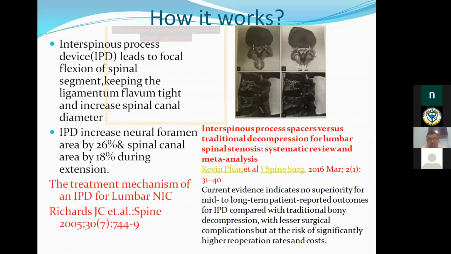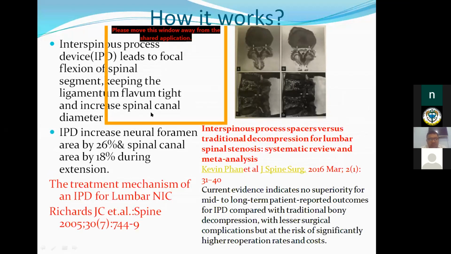So how does this IPD device work? This IPD device produces focal flexion of the spinal segment, which tightens the ligamentum flavum and increases the spinal canal diameter. The literature mentions that the IPD device increased the neural foramen area by 26%, and the spinal canal area by 18%.